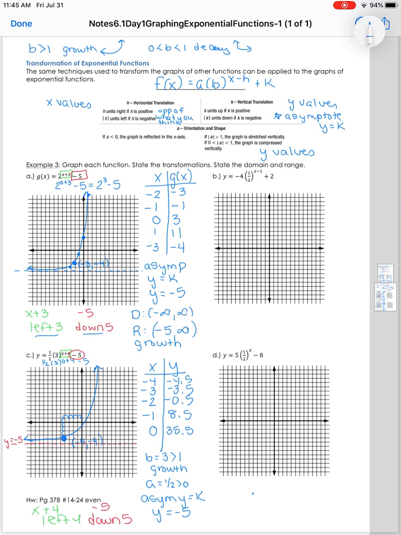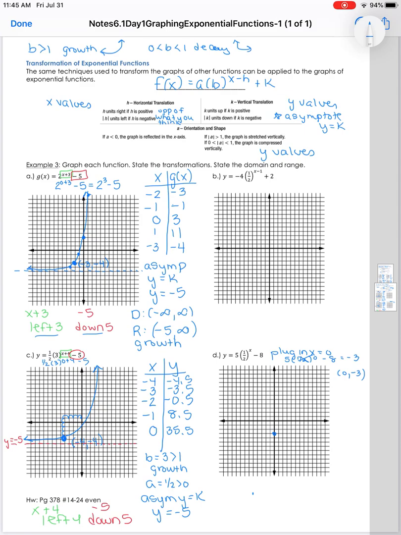All right, let's see. So now let's actually go to D, because that's similar as well. So again, make yourself a chart. In this case, maybe it makes sense to get one particular point. If you plug in x equals 0, you get 5 times (1/2) to the 0 minus 8. This is 1, and you get -3. So you have the point (0, -3) to work with.